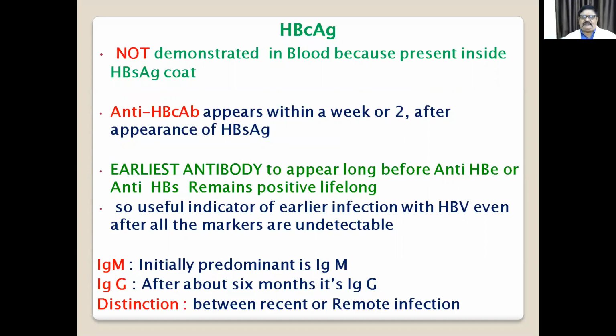Next, after hepatitis B surface antigen, hepatitis B core antigen, HBcAg. This is not demonstrated in blood because it is present inside the HBsAg protein coat. When the coat is there, you don't see the HBcAg in circulation. But what do you see in circulation? The antibodies to HBc core antigen. So anti-HBc antibody appears within a week or two after appearance of the hepatitis B surface antigen.